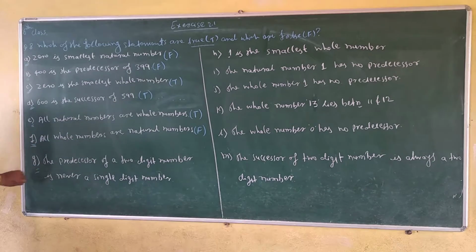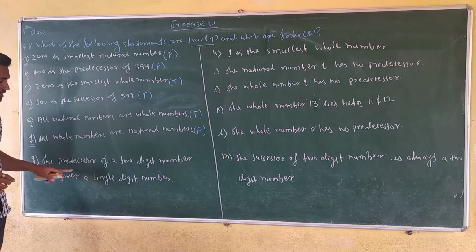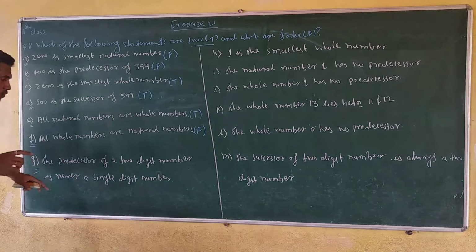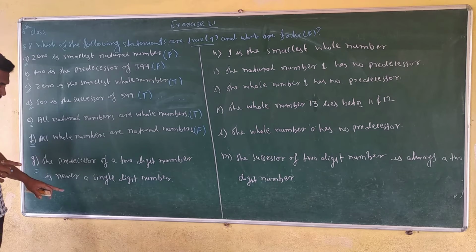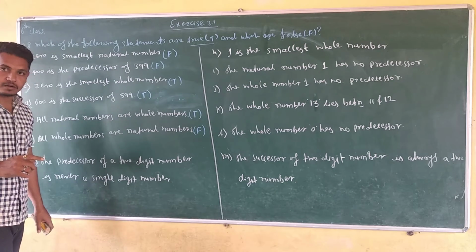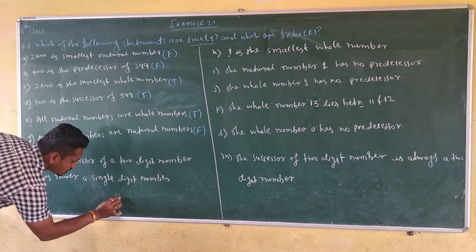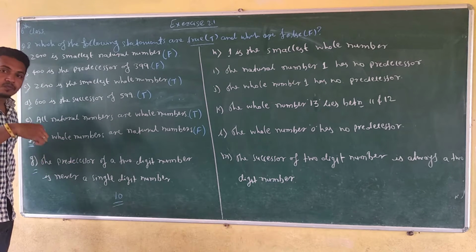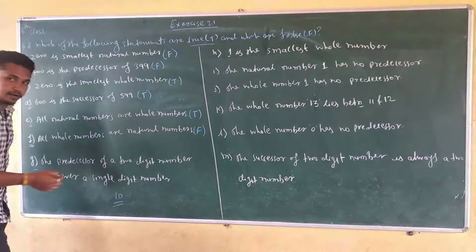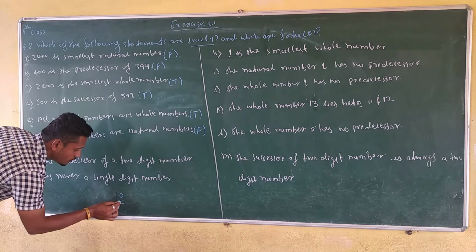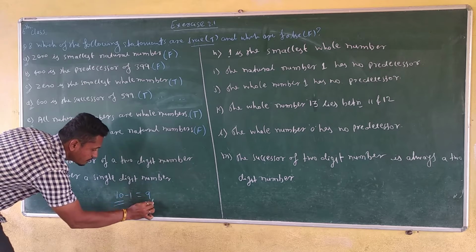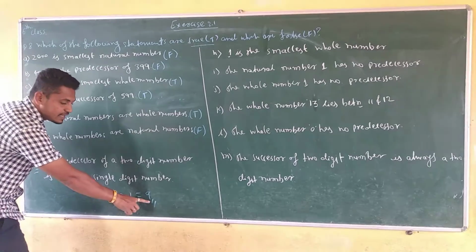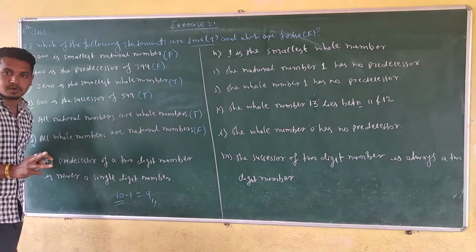Next, the next statement: the predecessor of a two-digit number is never a single-digit number. Now see here, 10 is a two-digit number. Now find the predecessor of 10. How do we find it? 10 minus 1 is equal to 9. Then 9 is the predecessor of 10. 9 is a single-digit number and 10 is a two-digit number. Is it right?